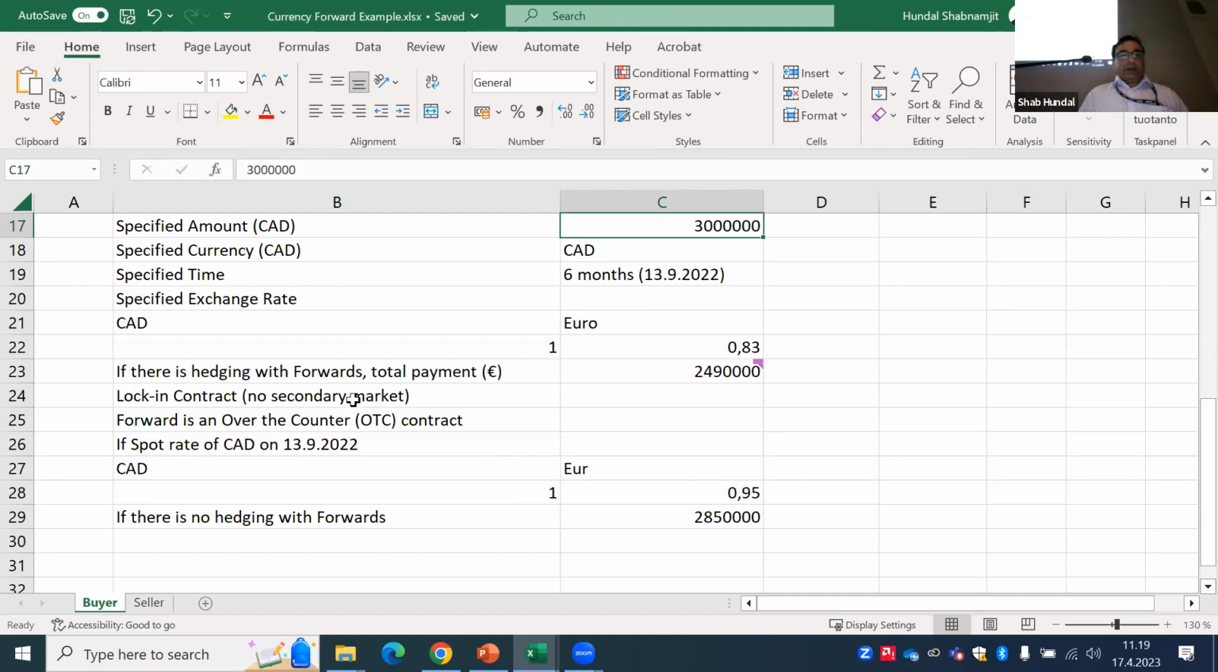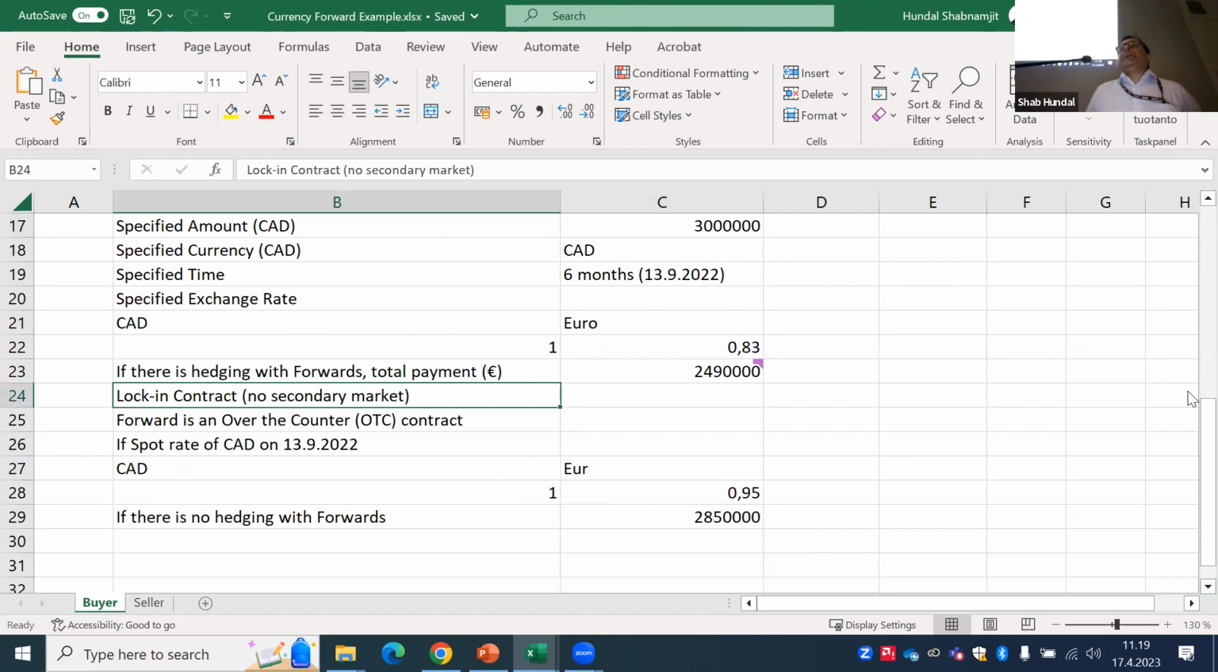And look at the word lock-in contract. There's no secondary market. Imagine I buy this contract from Nordea Bank. Tomorrow, my contract with this Canadian company is canceled. I can simply go and sell this contract to somebody else who needs Canadian dollars. You see my point? It's like you buy a jacket and after 2 days, you realize you don't need it. You simply go and return it. Why? Because there is a secondary market, or at least you can sell in some second-hand shop, right?